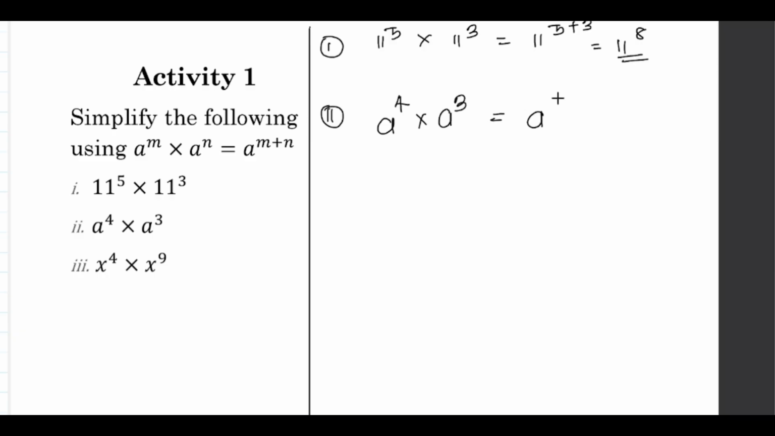Number 2, a raised to power 4 multiplied by a raised to power 3. We have a raised to power 4 plus 3. 4 plus 3 is 7. So we have a raised to power 7.